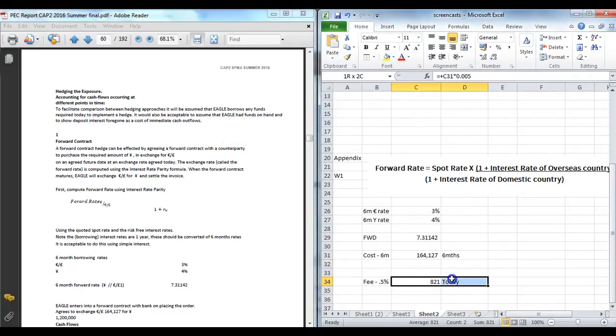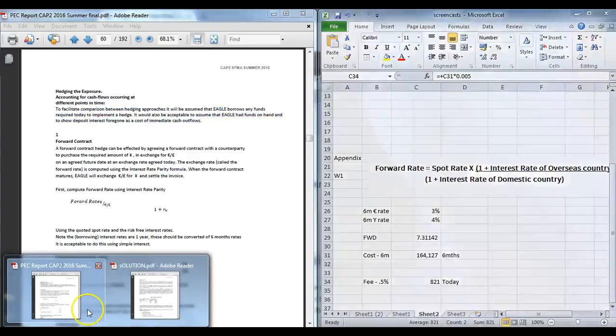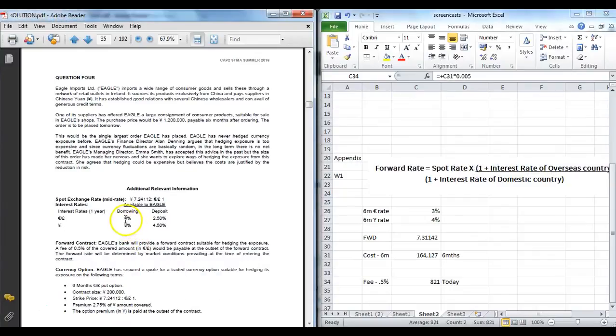So we need to bring forward this fee that was paid today to say, well, what's its value in 6 months' time? So you can essentially use, as the examiner said here, you can either assume that Eagle borrows any funds today, or you can assume that if they have funds on hand, that they have an opportunity cost of deposit interest foregone. So that essentially says you have a choice between using as the interest rate either the 6% or the 2.5%. Now we're going to be consistent with the solution and assume that any funds that they pay today will have to be borrowed. So the true cost for the 6 months, you have to add on that interest paid over those 6 month period.